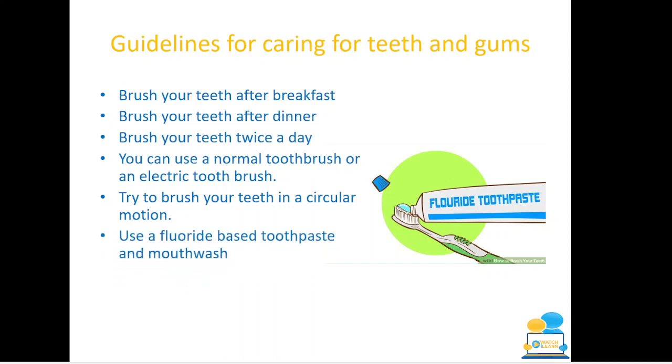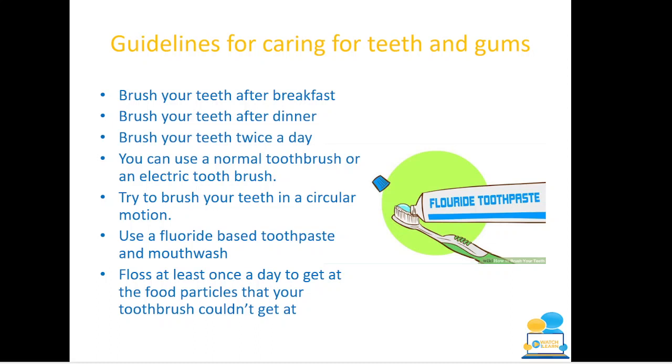Use a fluoride-based toothpaste and mouthwash, so that means it's going to make sure that your teeth are kept nice and strong and hard. There's a trend at the moment for vegan toothpastes, and a lot of them don't contain fluoride, so they're not going to actually keep your teeth nice and strong. Floss at least once a day to get at the food particles, because your toothbrush can't get in those tiny little crevices. So this is why you should use floss, okay? And it's really important.